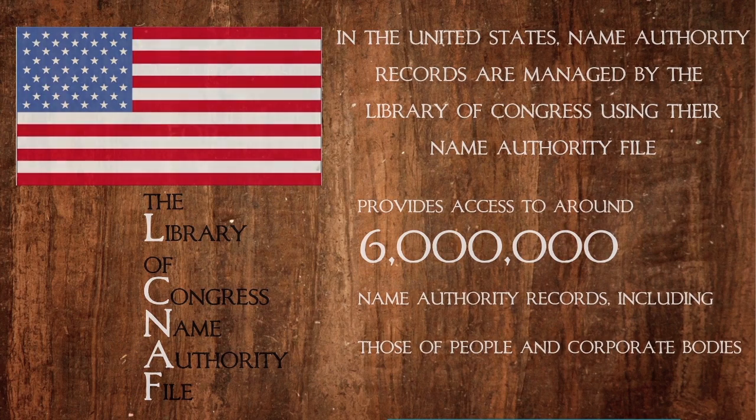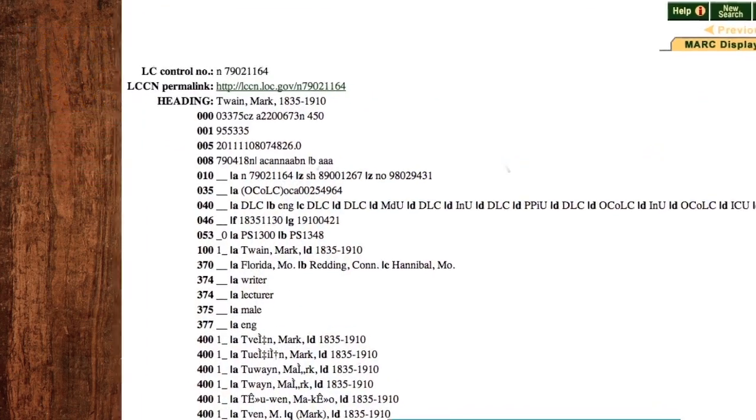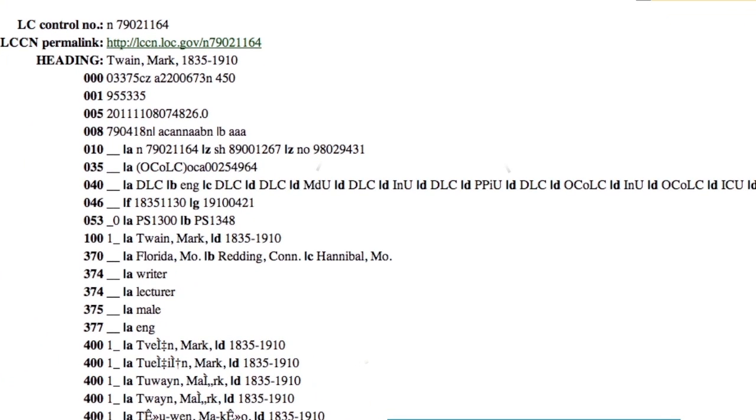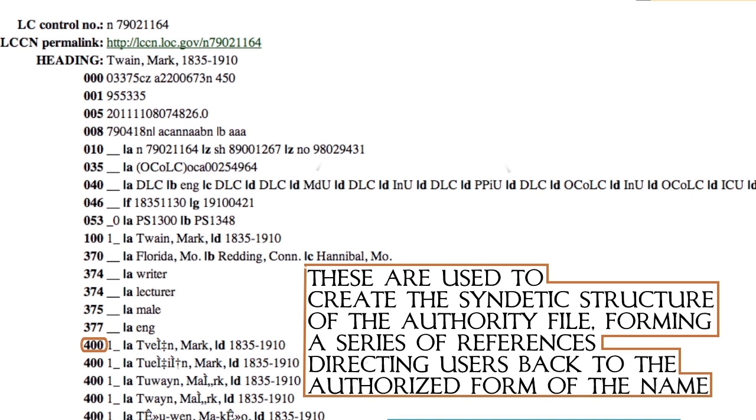Looking quickly at one of the records from LCNAF, again, the focus of the record is on the name heading. This is recorded in a 100-level field in MARC, but it is also shown at the top of the record. Other names used by the entity are also included in the authority record in a 400-level field. These are used by the system to create the synthetic structure of the authority file, forming a series of references directing users back to the authorized form of the name.